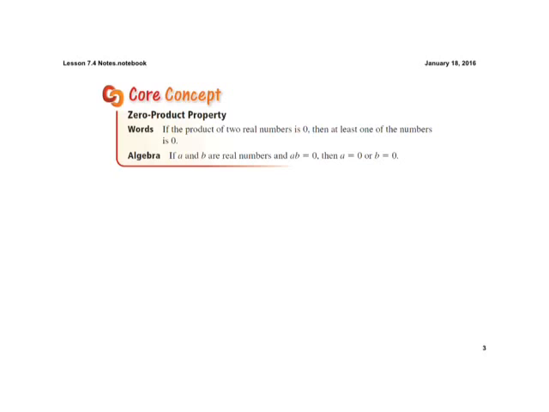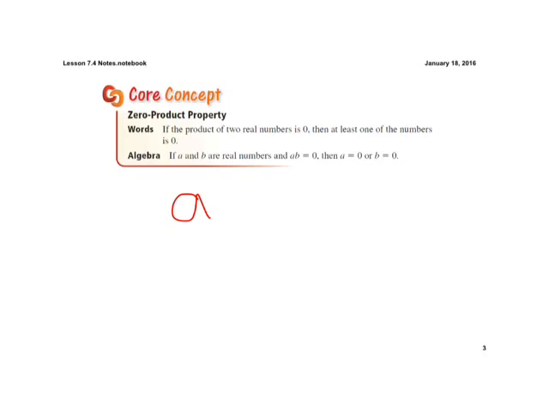Our one core concept is zero product property. What this property states is that if the product of 2 real numbers is 0, so 2 numbers multiplied together, the product is 0, then at least one of the numbers has to be 0. Where they say algebra there is if A and B are real numbers, and A times B is 0, then we know either A or B is 0.